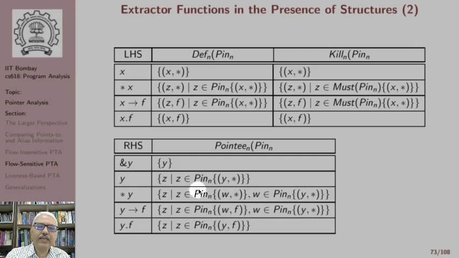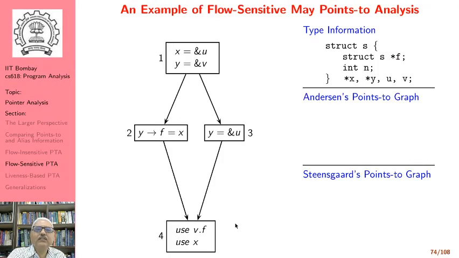When we have y arrow f, we do pretty much the same thing. We get z such that here, except that we have f. So we first find out the pointee of y, and then for that pointee w, what is being read is the location pointed to by w.f. And when we have y.f as the RHS, the pointee set is simply the pointees of y.f. So this defines extractor functions in the presence of structures.